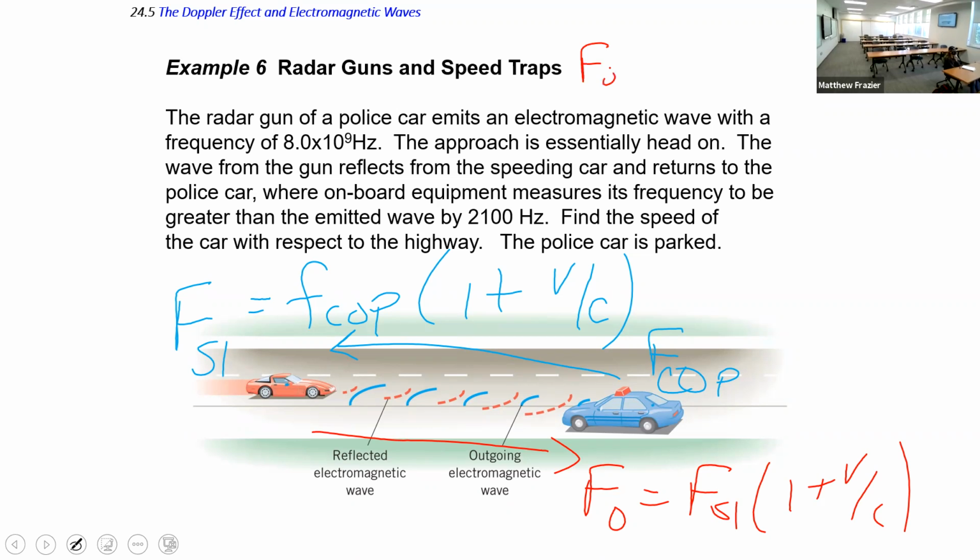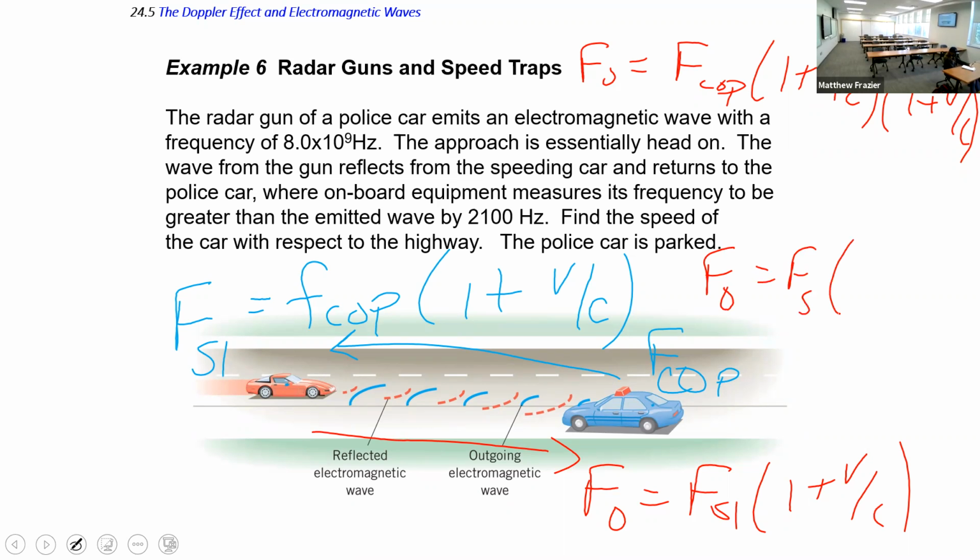F observed is going to be F of the cop times 1 plus V over C times 1 plus V over C. And so you can FOIL this out, but the observed frequency is the actual source times 1 plus 2V over C plus V squared over C squared.